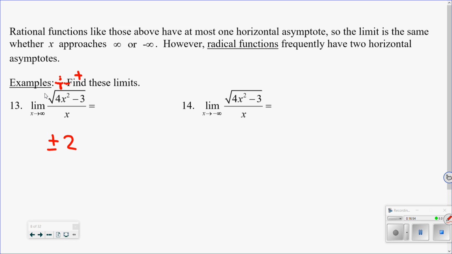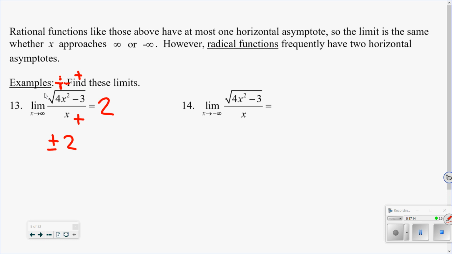On the bottom, if I plug in really big numbers for x, like 100, 1,000, 10,000, I'm going to get really big positive numbers. So I get a positive over a positive. What that means is it has a limit of a positive 2. But I couldn't tell that just by looking at it. I actually had to plug in numbers and see what happened.